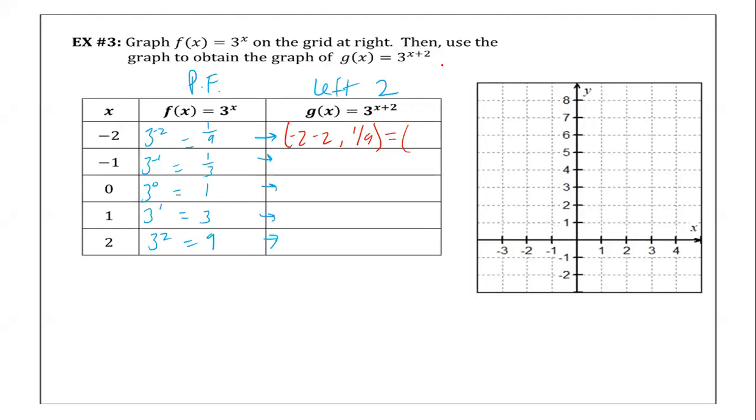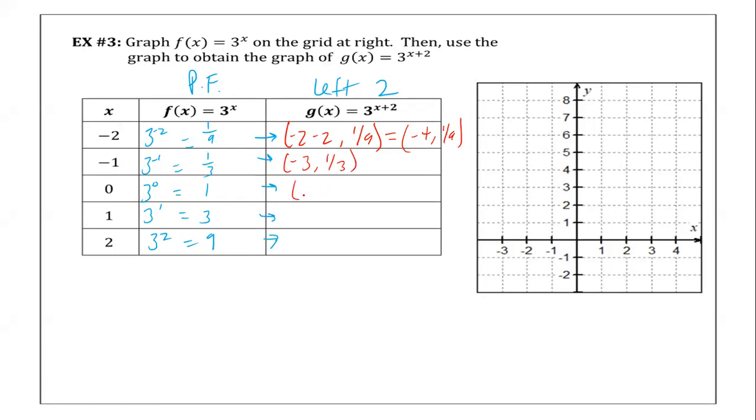Here we go. The purpose of knowing your transformation rules is to help make the process a little bit faster, so you don't have to multiply or add multiple things. It's just saying, what am I doing to the parent function? If I'm shuffling it to the left, that means I'm adding or subtracting from the x that I currently know. So this is going to be at negative 4, comma 1/9. This is going to shuffle. So I'm now doing negative 1 minus 2, which puts this at negative 3, 1/3.